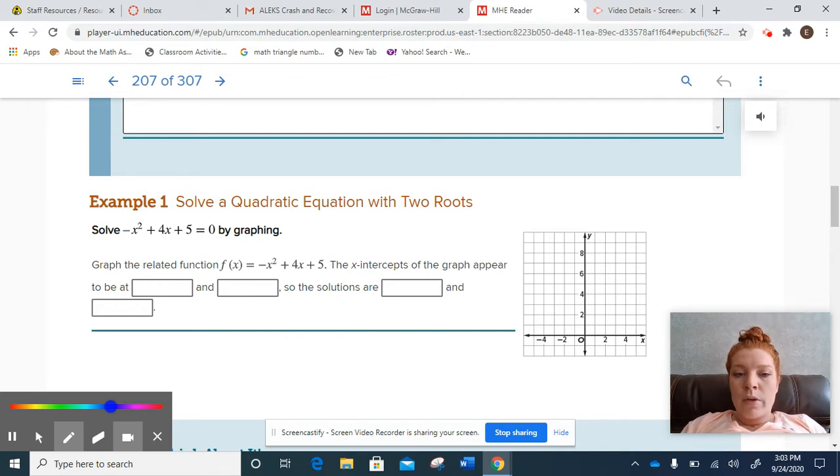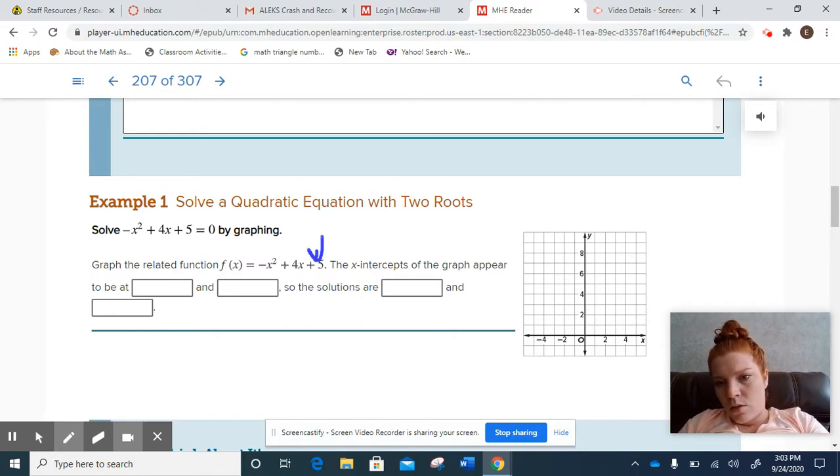So we're going to use what we know about graphing a quadratic, and we're going to see where it hits our graph. So first off, I know that the 5 is the y-intercept, so that's going to go on first, the 5. Okay, that doesn't help me because I can't see where the x-intercepts are.